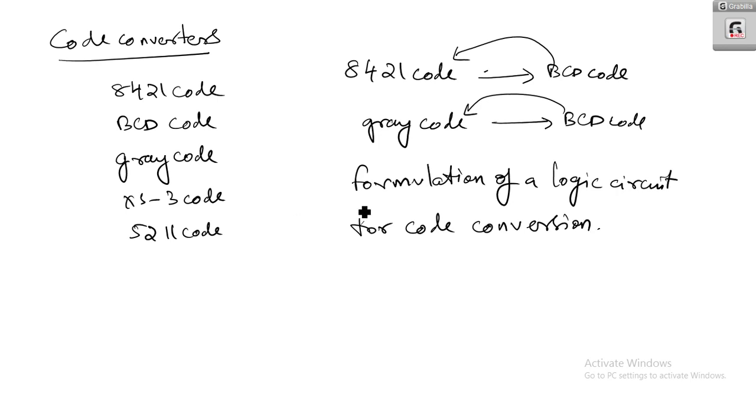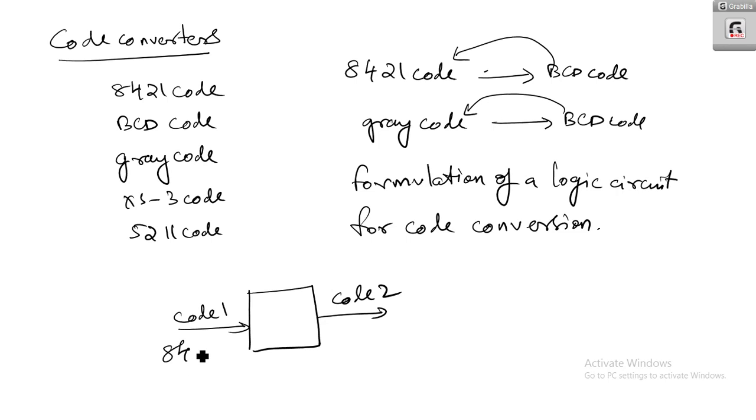Basically the aim is you are having a certain code here, say code 1. It can be 8421 code, BCD code, gray code, XS3 code, or 5211 code, or you can have any other type of code, to be converted into some other code. For example, if 8421 code is input, we can get BCD as output, or if 5211 is input, we will get XS3 as output. So this is basically a black box of code converter.